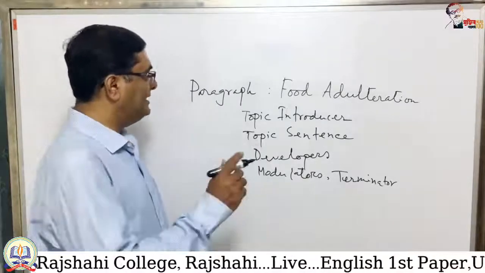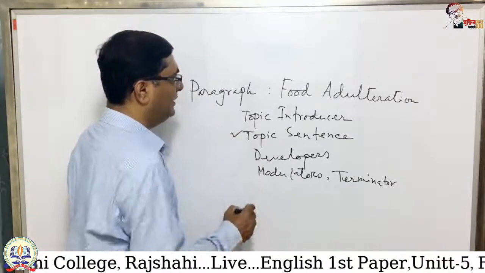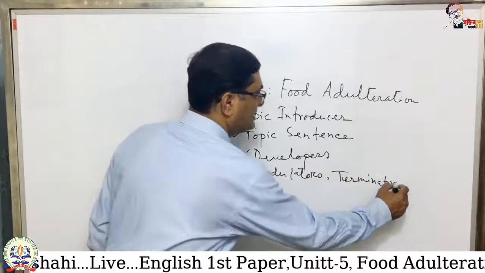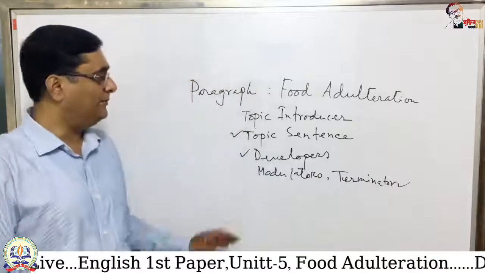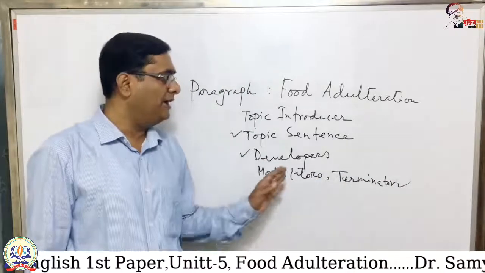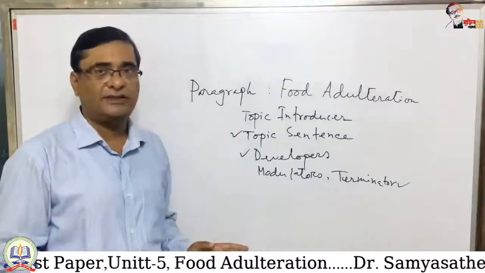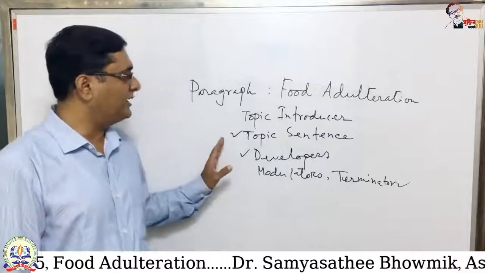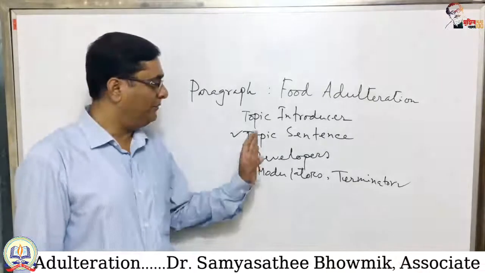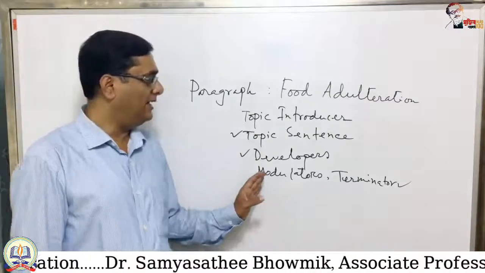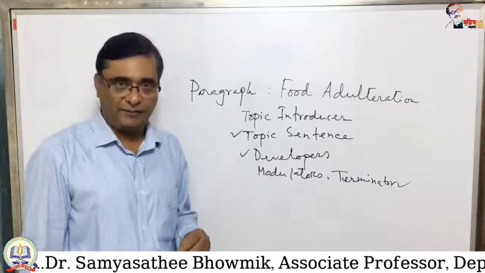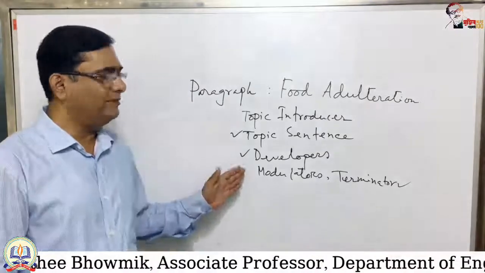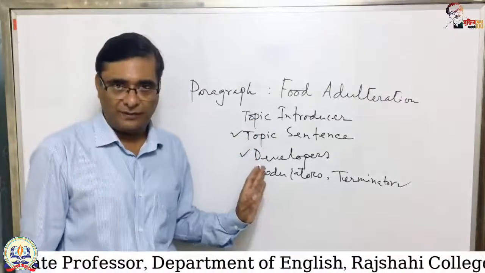Basically these three, topic sentence, developers, and terminator, are the most important three parts in a paragraph. I will explain these different parts in detail when I use the slides in today's class. But at first I would like to share these things with you, because these are the preliminary ideas that you have to remember. These are the things we are going to discuss in today's class. And this is the structure of a paragraph.